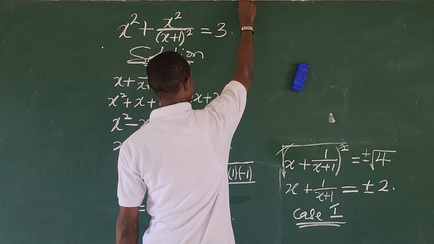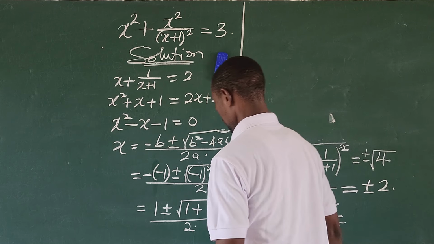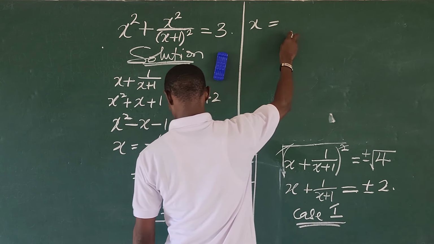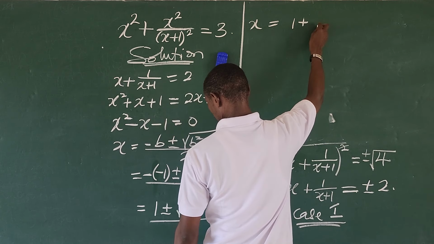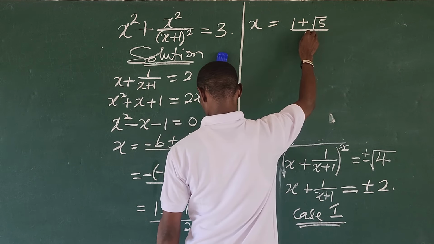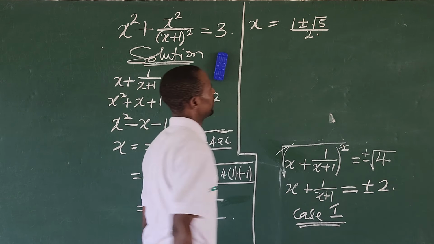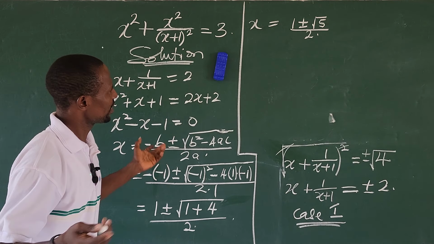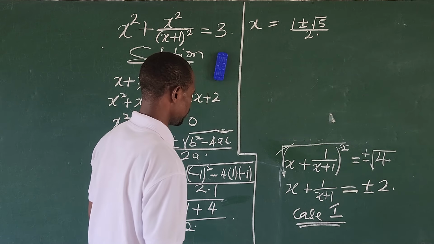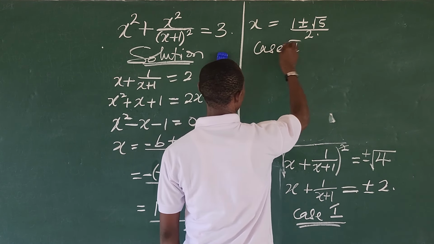All right, so let's continue here. Let's see what this gives us in return. Now, if we add up, this will give us our x equal to 1 plus, here we have the square root of 5 all over 2. So we have minus here. All right, so this is the value for our x1 and x2. So let's go down to look for our case 2.